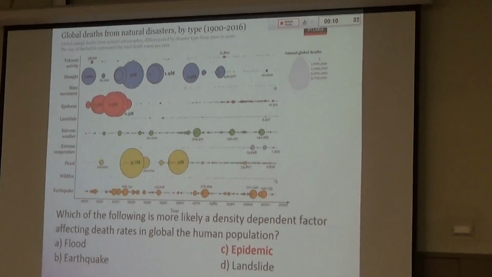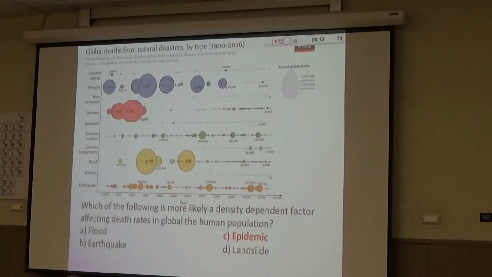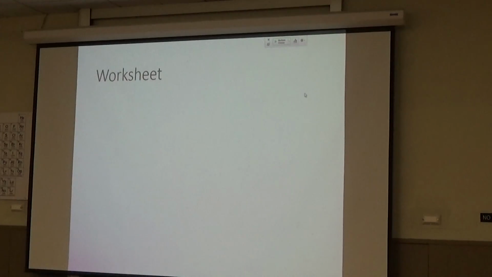Okay, look at floods, earthquakes, and landslides. These are all abiotic events, so they're density independent. Epidemics, on the other hand: the higher the population size, usually the more drastic the impact. Good for you. Yeah, 100% of you got it right. You're so smart.